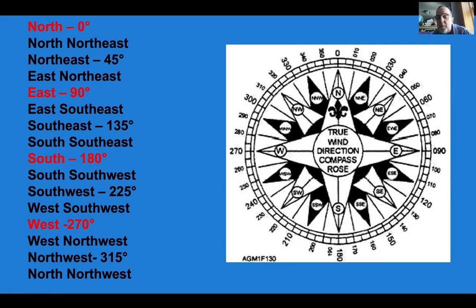North, north-northeast, northeast, east-northeast. Now, what's the difference between north-northeast and east-northeast? Well, north-northeast is between northeast and north. East-northeast is between northeast and east, and so on around the rose.